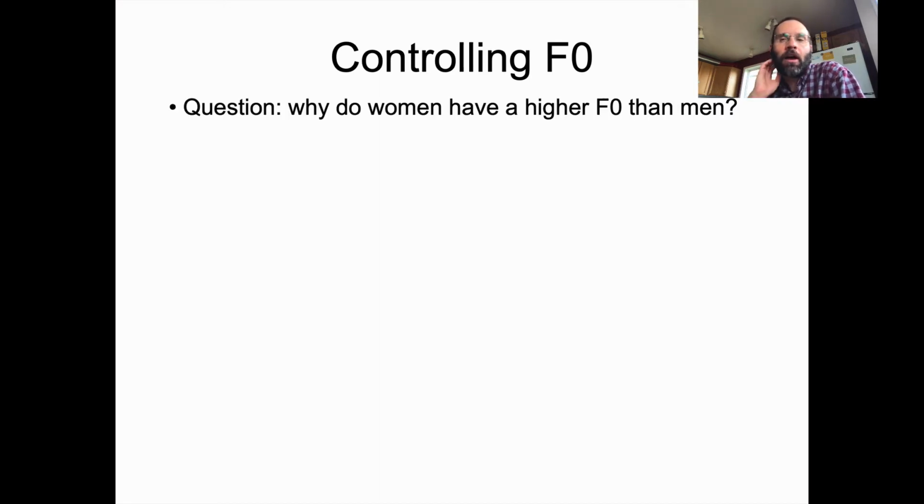On top of that, I think hopefully as we know by now, you can also control the rate at which they vibrate. How do you control F0 in speech? In class, we'll often ask this question: why do women have a higher F0 than men? And hopefully you still remember the answer, because I'm not going to wait for you to answer it right now, because you're not even watching this while I'm speaking.